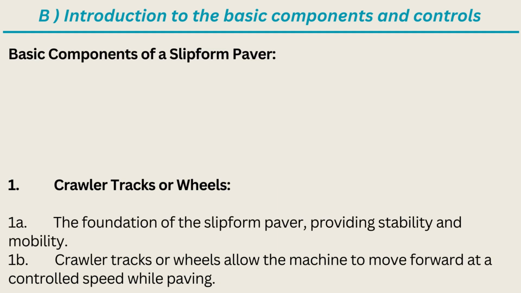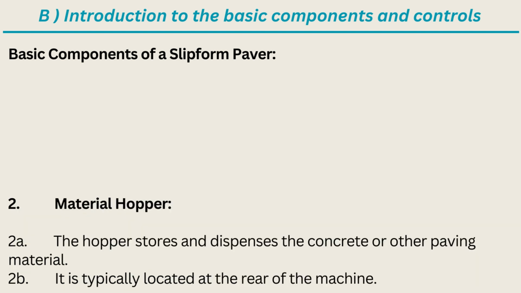Basic components of a slipform paver. 1. Crawler tracks or wheels. 1a. The foundation of the slipform paver, providing stability and mobility. 1b. Crawler tracks or wheels allow the machine to move forward at a controlled speed while paving. 2. Material hopper. 2a. The hopper stores and dispenses the concrete or other paving material. 2b. It is typically located at the rear of the machine.